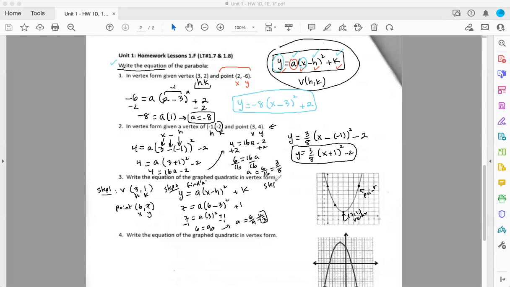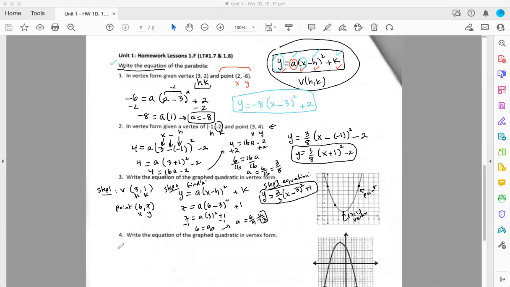And then step 3 is write the equation. The equation is y equals a, which is what we just found, 2/3, times the quantity x minus h, which is 3, squared, plus 1, plus k. Okay, so remember the process, remember it well. That's number 3. Number 4, again, if you have any questions on this, pause, revisit.